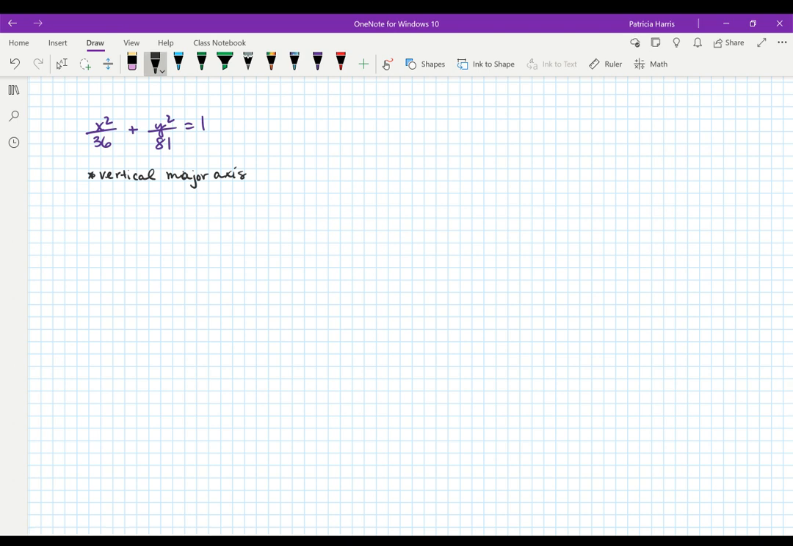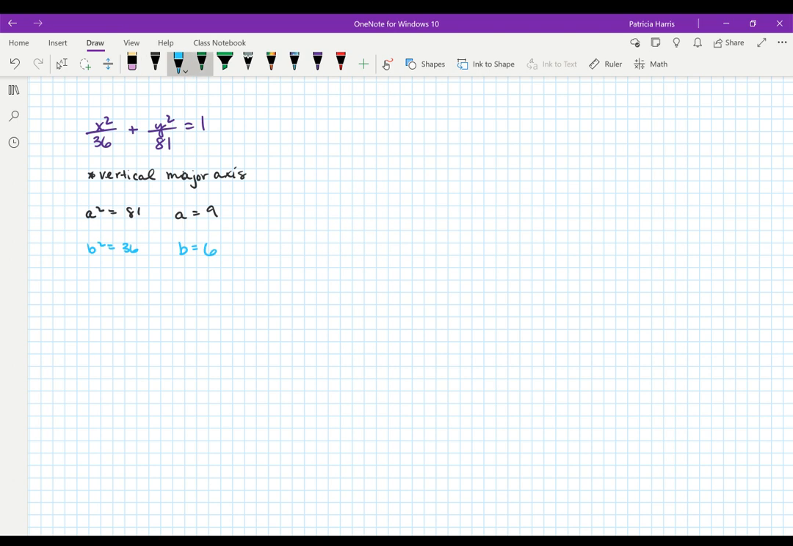Okay, so the value for a squared is 81. Remember, a squared is always associated with the major axis. So a would be 9. Center still at 0, 0. Okay, remember that. B squared, 36. So b is 6. Just taking the square root.